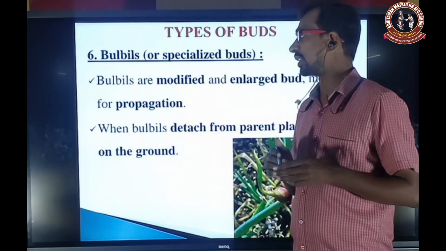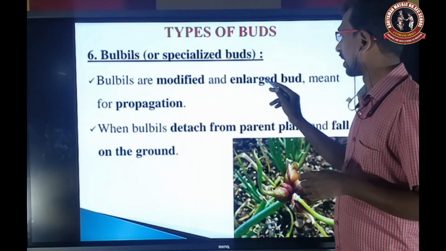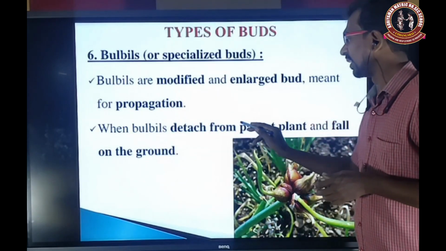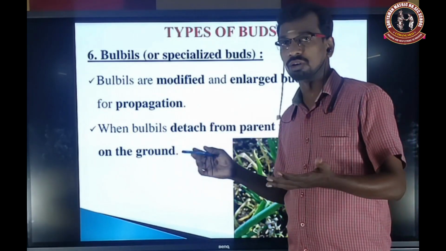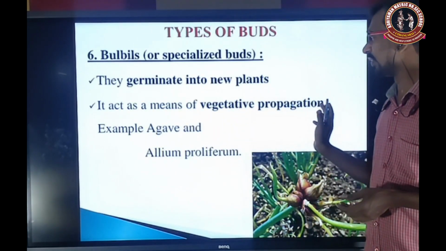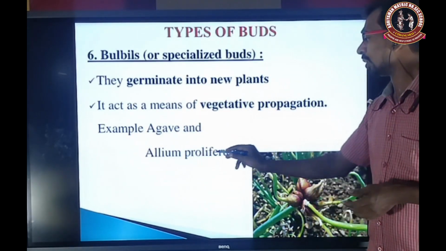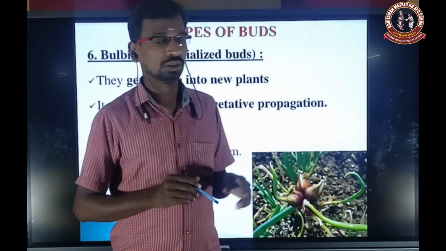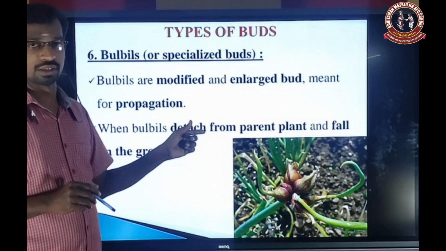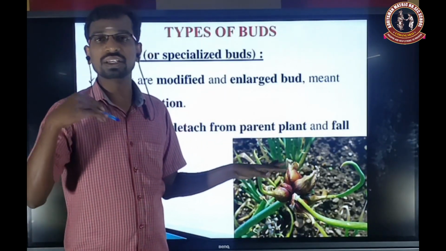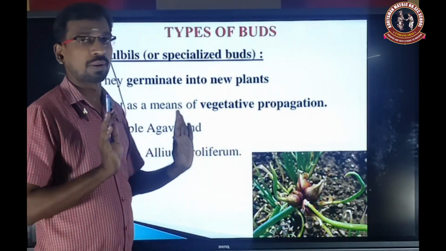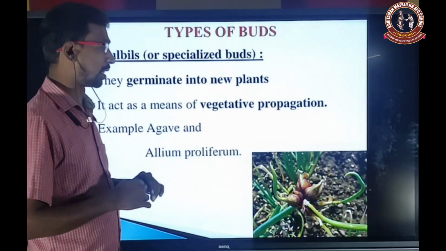The bulbils are modified and enlarged buds meant for reproduction, vegetative propagation. When the bulbil detaches from the parental body and falls on the ground, it will germinate to form a new plant, and it acts as a means for vegetative propagation. Example, Agave and Allium proliferum. That is bulbils.